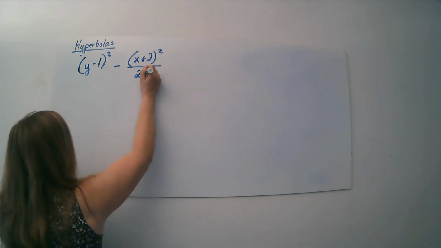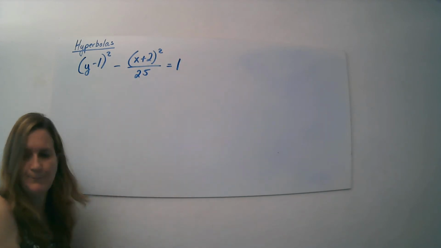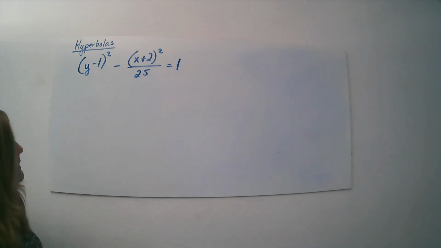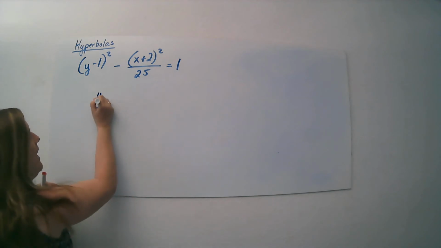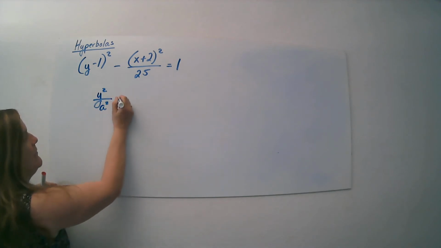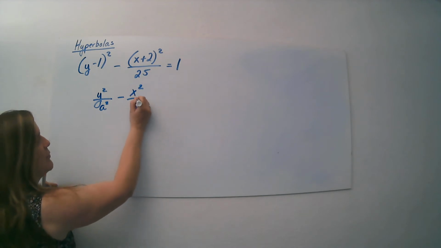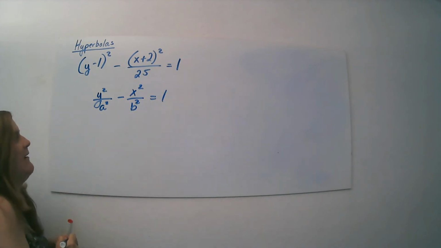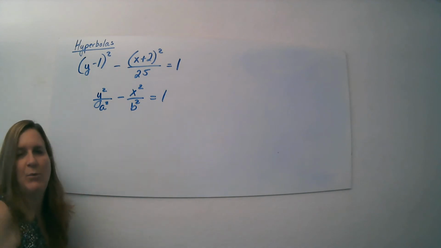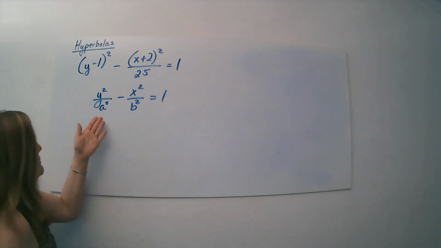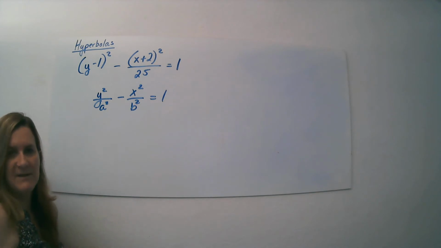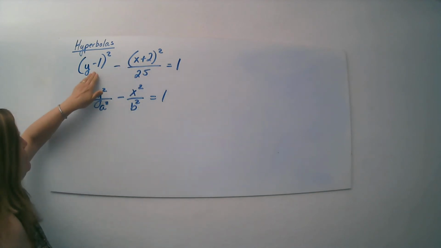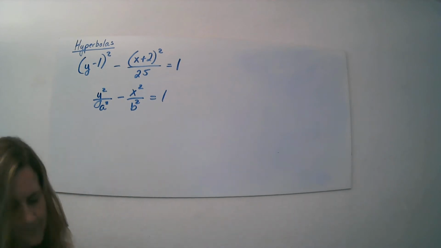Now notice this time our y squared is first. So this equation is of the form y squared over a squared minus x squared over b squared equals 1. And when we have our y squared first, we have a hyperbola that opens up and down. This one has also been shifted off the origin. So just like we did for circles and ellipses, we can use these values to determine center. So let's start with that.